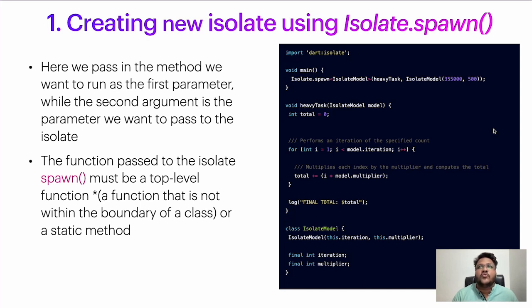There are only two parameters. I'm repeating, the first is heavyTask, which is going to run when we call this statement isolate.spawn, and the second is the parameter for it. When we call this isolate.spawn method, a new isolate is immediately created and the heavyTask function which we have passed starts running using the parameter we passed in the second argument.